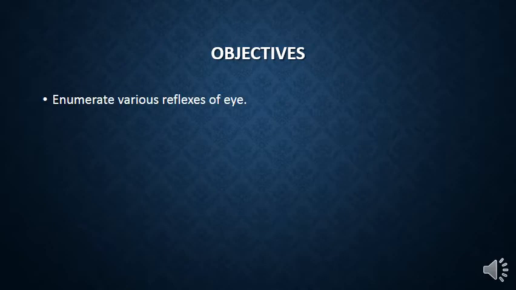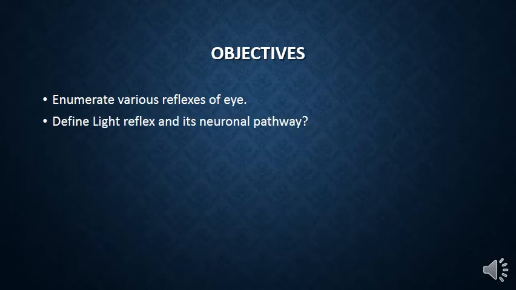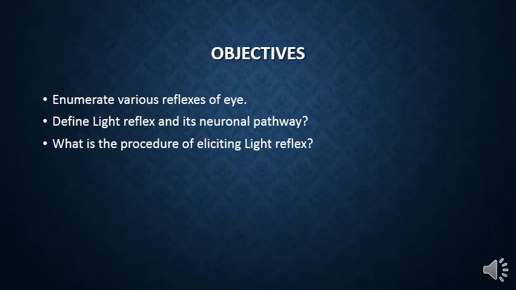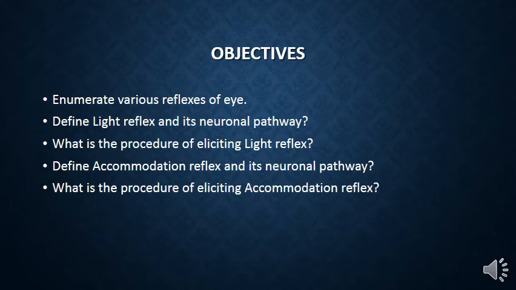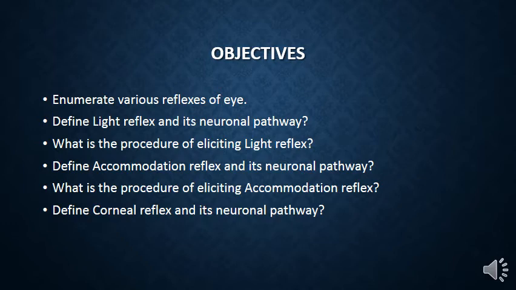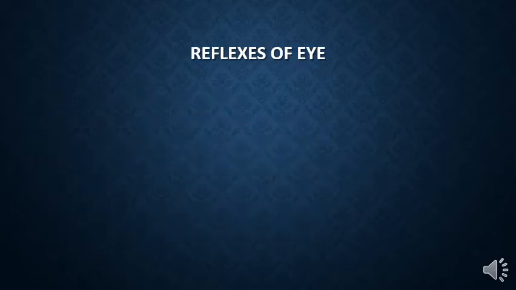Number one, enumerate various reflexes of eye. Define light reflex and its neuronal pathway. What is the procedure of eliciting light reflex? Define accommodation reflex and its neuronal pathway. What is the procedure of eliciting accommodation reflex? Define corneal reflex and its neuronal pathway. And finally, what is the procedure of eliciting corneal reflex?